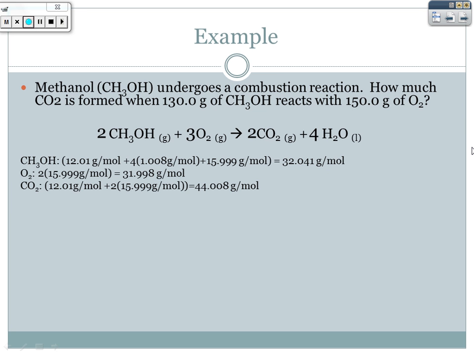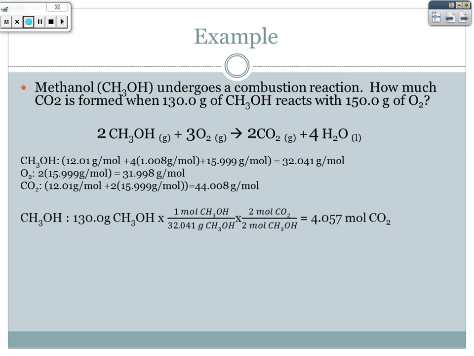The next step is to determine the amount of product formed from each of the reactants. So we're going to start with methanol. If I have 130 grams of methanol, then it's just stoichiometry again, guys. So 130 grams of methanol, multiply it by its formula weight to get to moles, multiply that by the mole-to-mole ratio. For every 2 moles of methanol, I create 2 moles of carbon dioxide. And that gives me 4.057 moles of carbon dioxide.